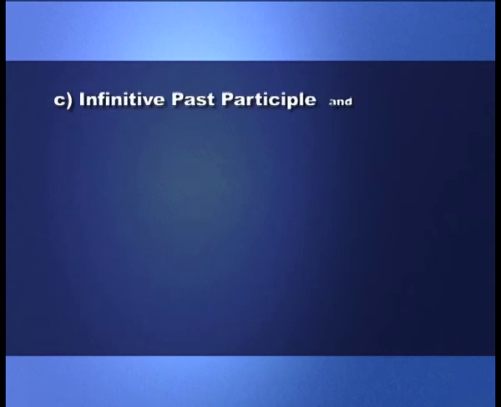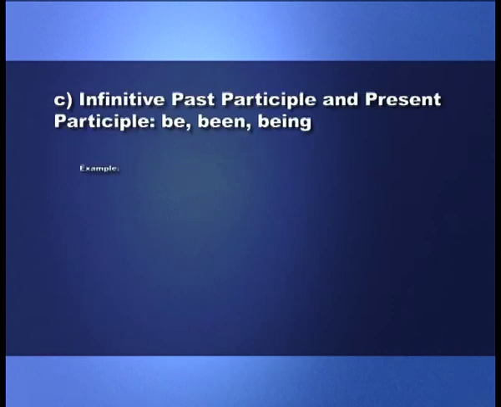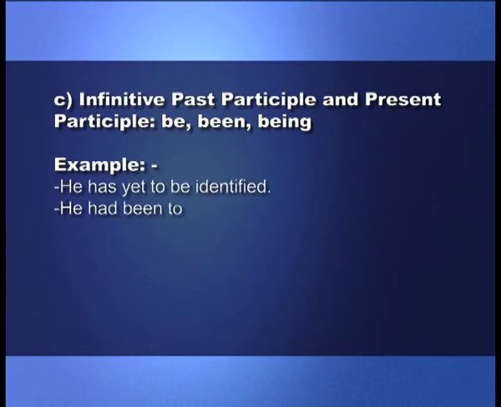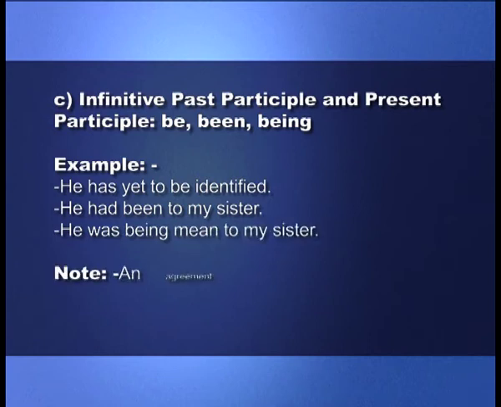C. Infinitive, past participle and present participle. Be, been, being. Example: He has yet to be identified. He had been to my sister. He was being mean to my sister.